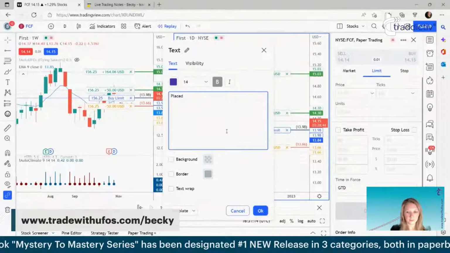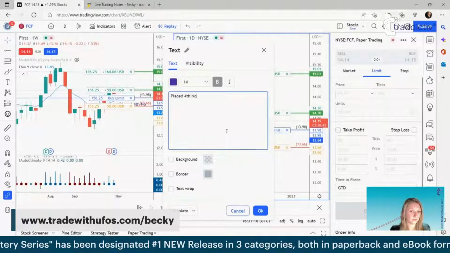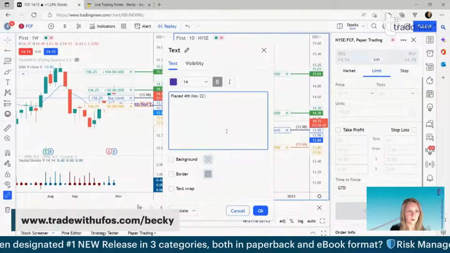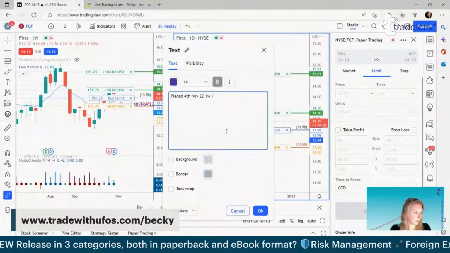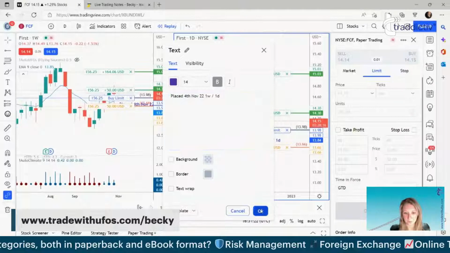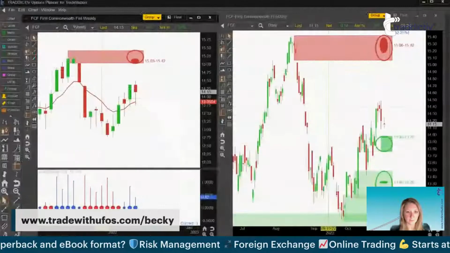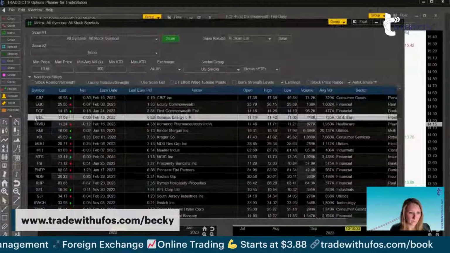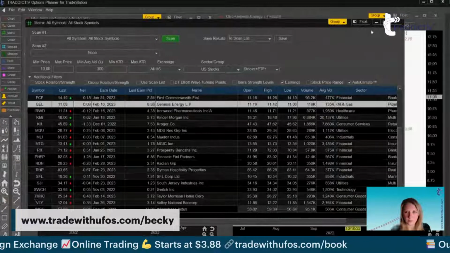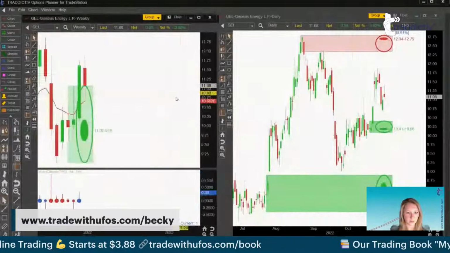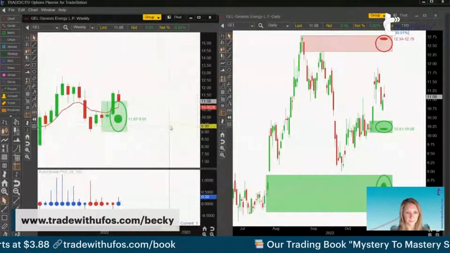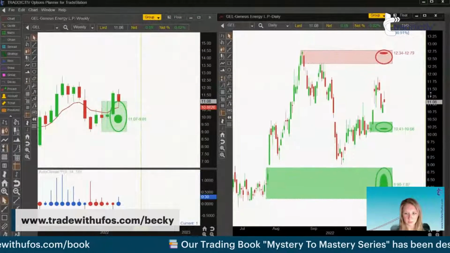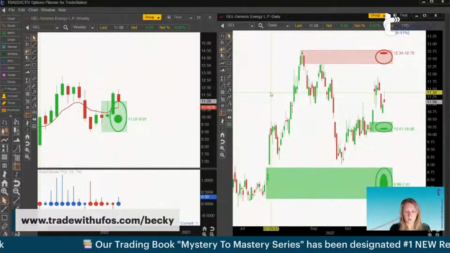So placed 4th November 2022 on 1 week and 1 day. Lovely. That's the third trade of the day. Coming back here, we'll keep going. We've still got a reasonable list to get through. I'd like to get through the entire list before we look at day trading, but let's have a look. Okay, nothing there.